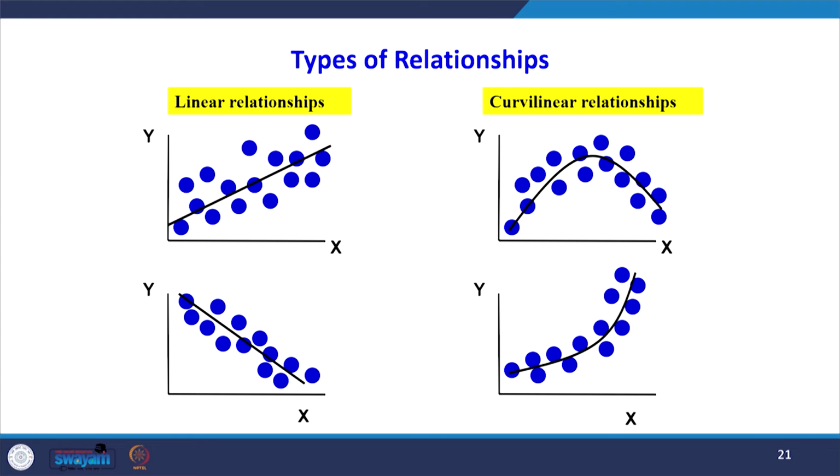We may have different types of relationship. This one is following a positive linear relationship: as x increases, y also increases. The bottom one, if x increases, y decreases. On the right hand side, you are able to see the curvilinear relationships.